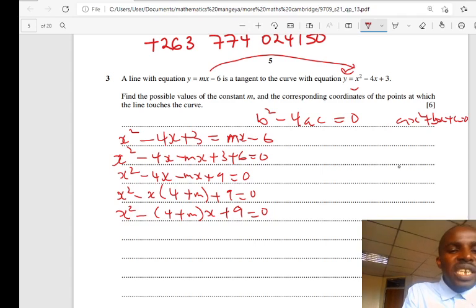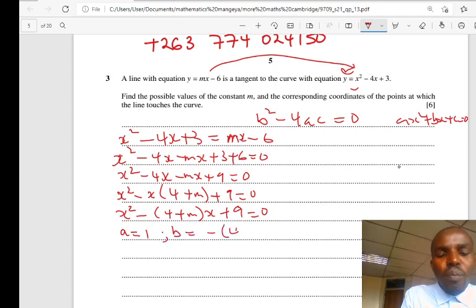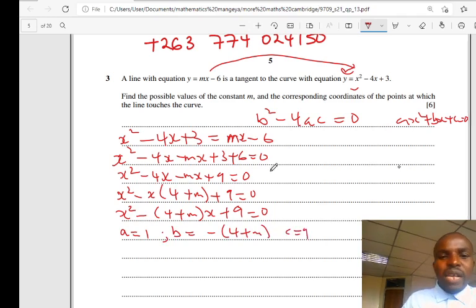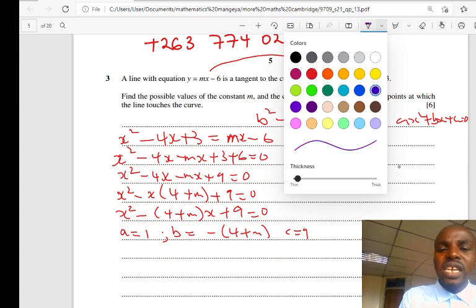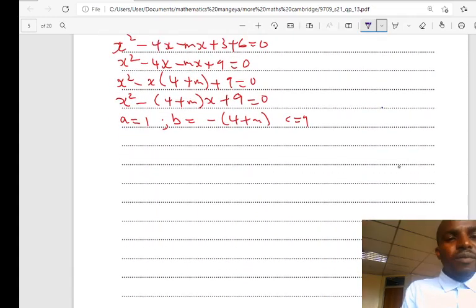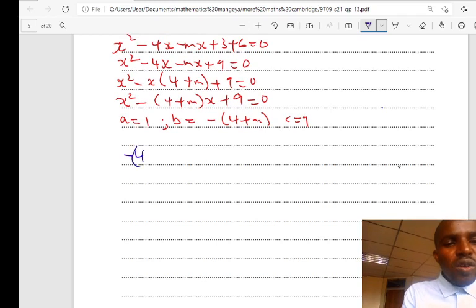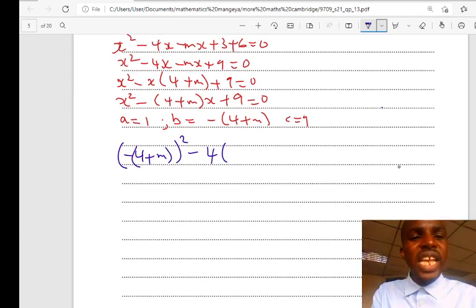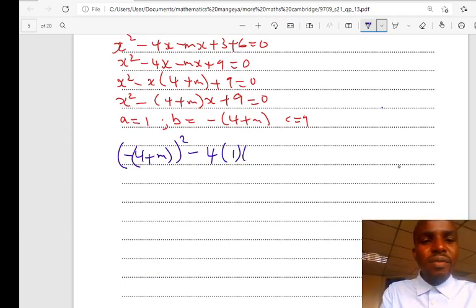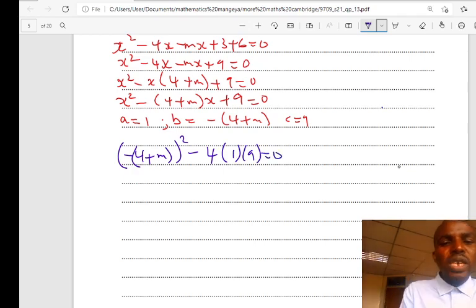So what does it mean? It means there is only one root. B squared minus 4ac is equal to 0. Let me list the variables. A is equal to 1, coefficient of x squared. Then b is equal to minus 4 plus m. C is equal to 9. Like this. Then I substitute into b squared minus 4ac is equal to 0. B squared will be minus 4 plus m, then squared, minus 4a. What is a here? It's 1. C is 9. It's supposed to be equal to 0.